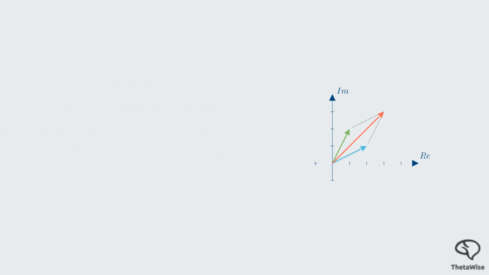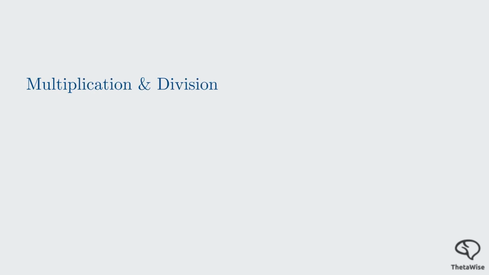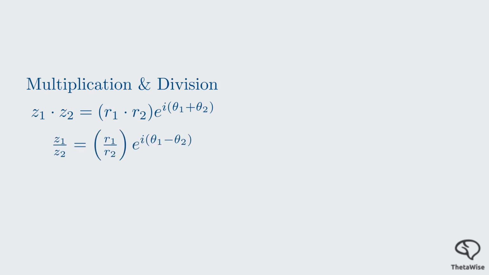While you can multiply in Cartesian form using expansion, it is much more efficient to use Euler form for multiplication and division. When multiplying, you multiply the moduli and add the arguments. Geometrically, this results in a dilation by factor r2 and a counterclockwise rotation by the angle theta 2. When dividing, you divide the moduli and subtract the arguments. This corresponds to a dilation by 1 over r2 and a clockwise rotation.